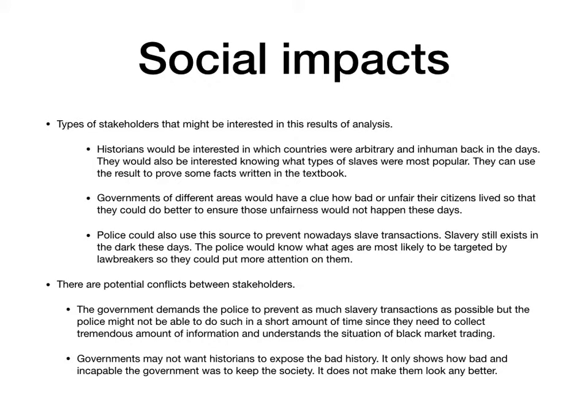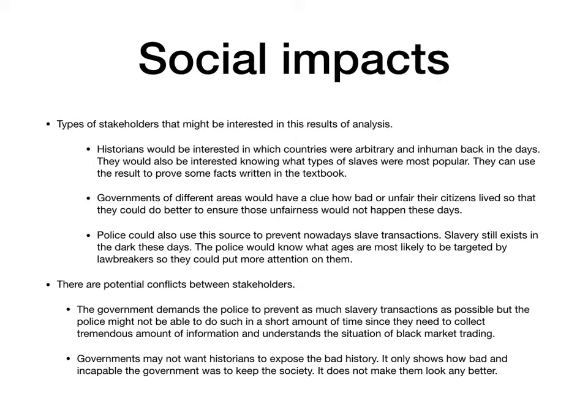Here are some social impacts. There are three types of stakeholders: historians, governments, and police. Historians would be interested in which countries were arbitrary and inhuman back in the days. They would also be interested in knowing what types of slaves were most popular. They can use the result to prove some facts written in the textbook. They just want to provide as much evidence as they can.